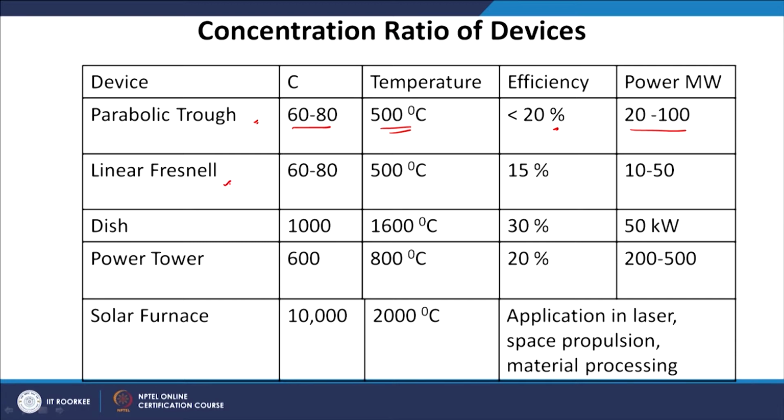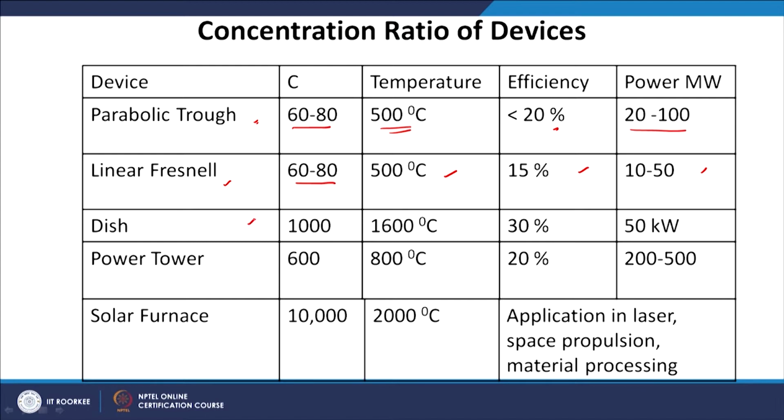Linear Fresnel collector concentrated power plants are very few in number in the world, and they are basically in the same concentration range and the same temperature range. Efficiency is also very similar. It is just a different technology. There is a maximum 50 megawatt power plant that has been designed in this category.